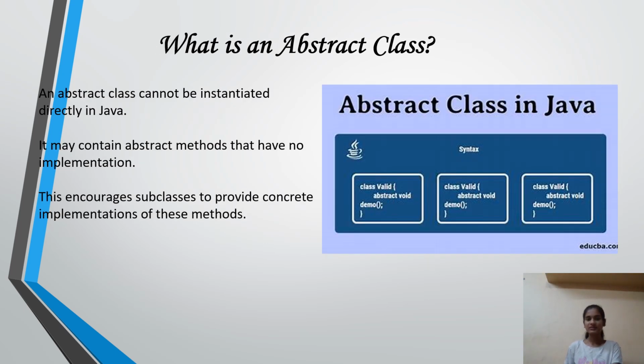What are abstract classes? An abstract class cannot be instantiated directly in Java. It may contain an abstract method that has no implementation. This encourages subclasses to provide a concrete implementation of this method.